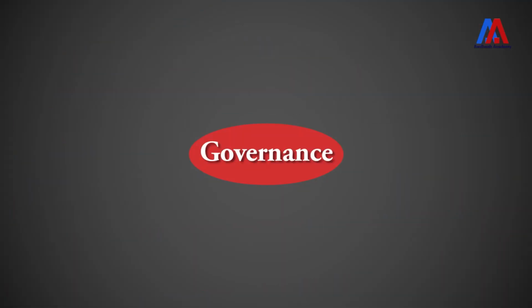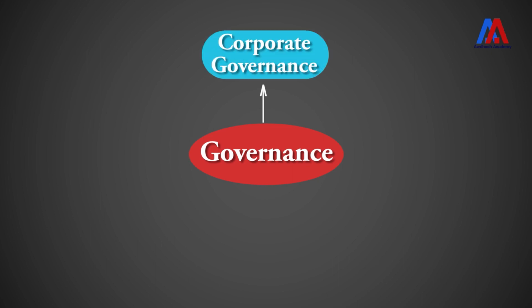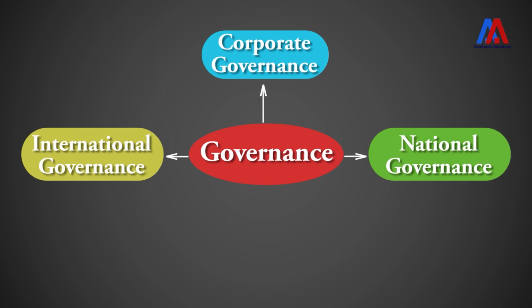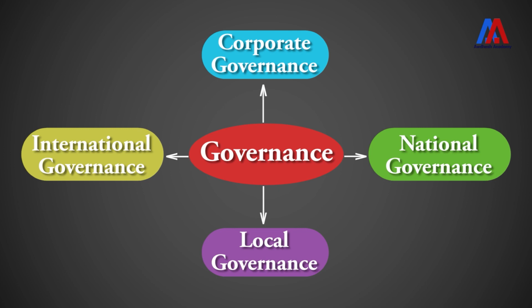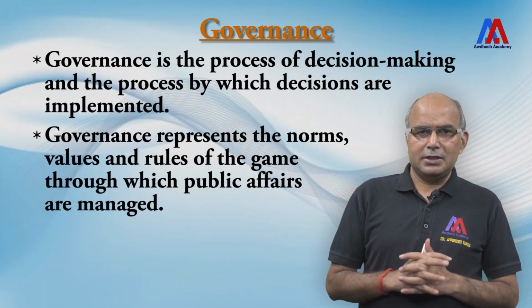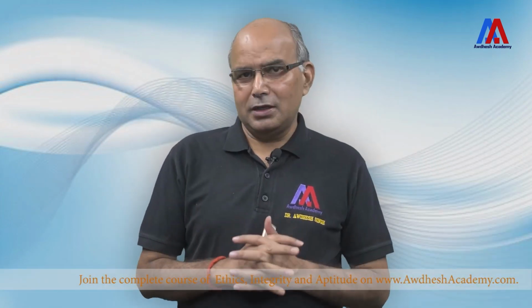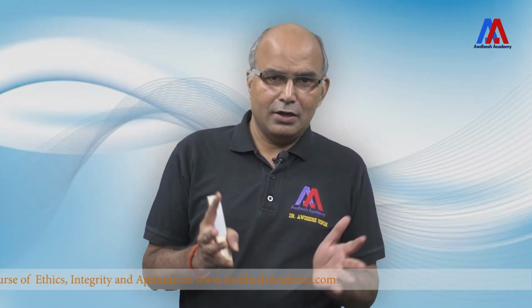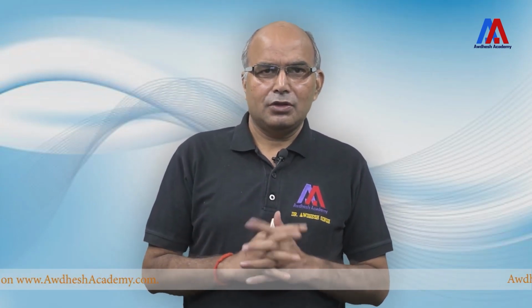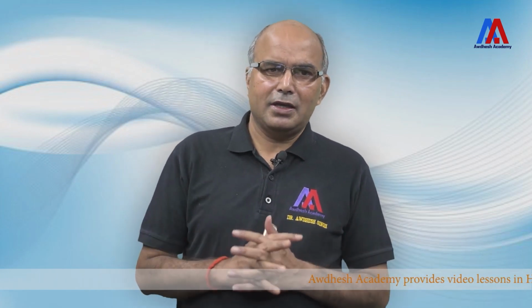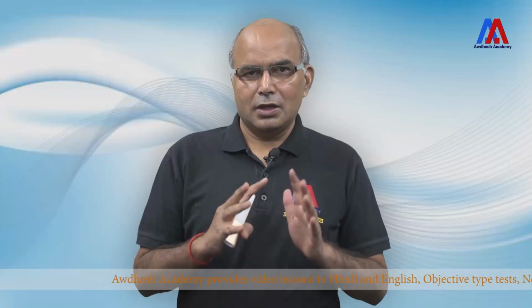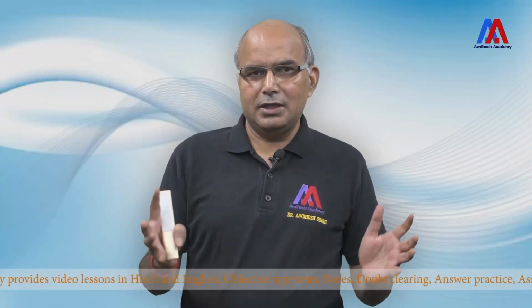Now governance can be used in several contexts such as corporate governance, international governance, national governance, and local governance. So governance can be at different levels. For example, at the corporate level, at the national level, at the international level, and even at the local level like the municipal level. Now governance basically represents the norms, values and rules of the game through which public affairs are managed. So when we are talking about governance, it means the norms, the values and the rules of the game using which we govern the public affairs. So governance is basically dealing with the public affairs.